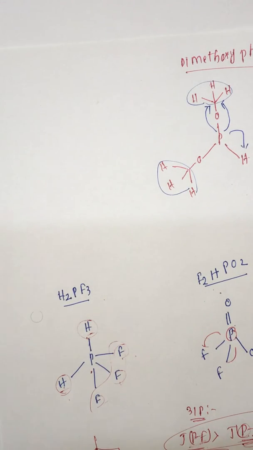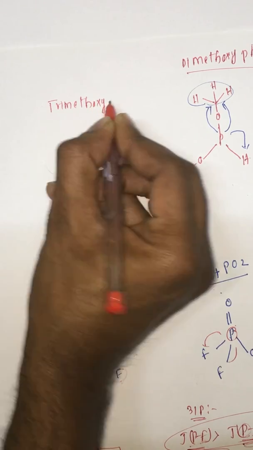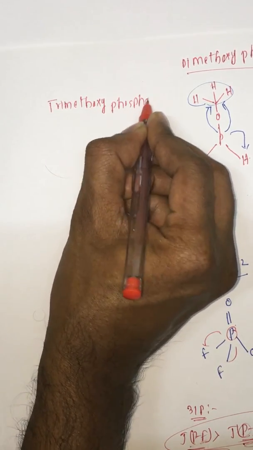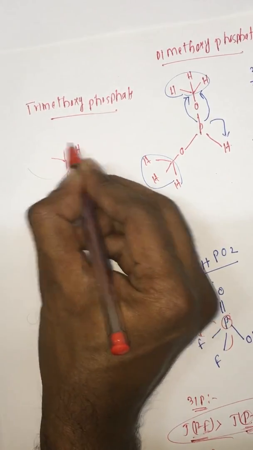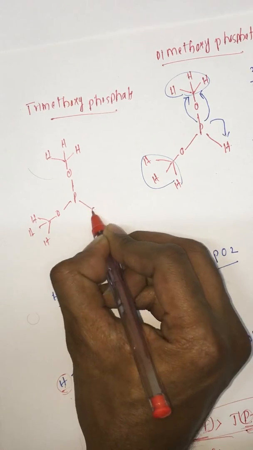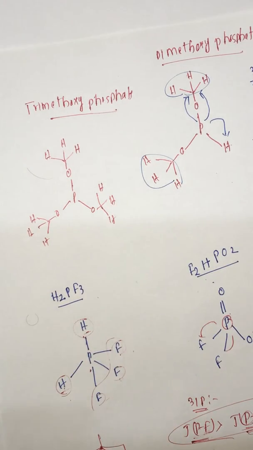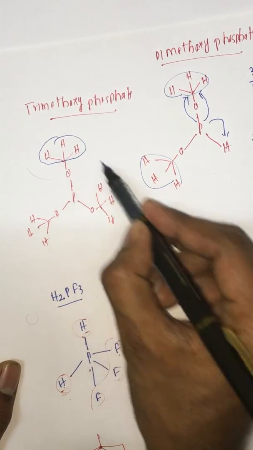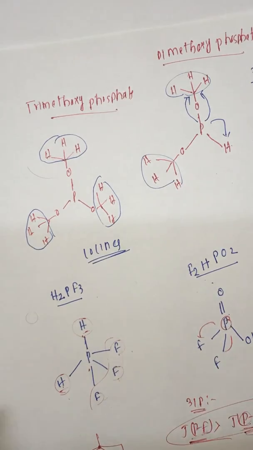Okay, so next we have trimethoxy phosphate. So in the trimethoxy phosphate we have OCH3, OCH3, OCH3. So here this phosphorus couples with these nine protons, it gives 10 lines. We'll get a 10 line signal for this trimethoxy phosphate in NMR spectroscopy.